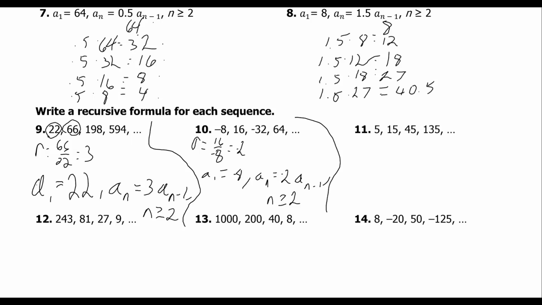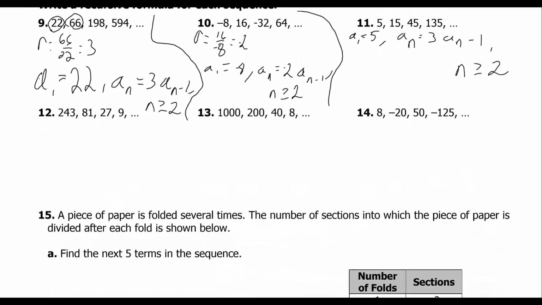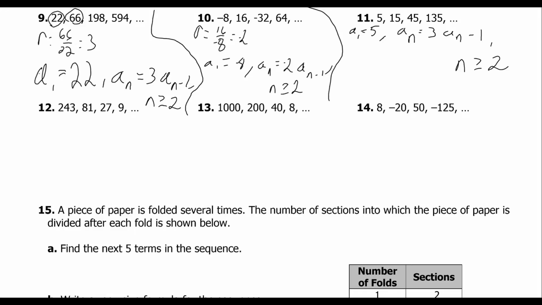Alright, number 11. We've got A sub 1 equals 5. A sub n equals 15 divided by 5 is 3, so 3 times A sub n minus 1, where n is greater than or equal to 2. Boom. Done. Alright? And y'all should be able to start breezing through these about this fast.